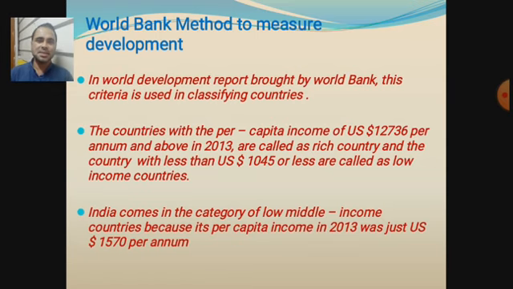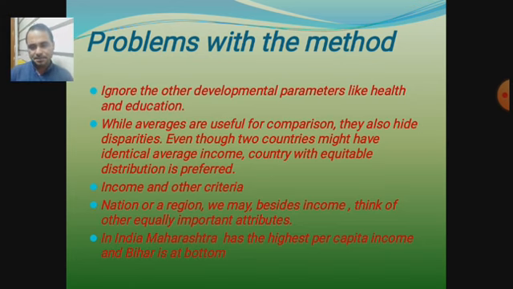So this criteria the World Bank has brought to measure whether a country is a developed nation, an underdeveloped nation, or a developing nation. But in this criteria, there are certain problems in measurement. And what are these problems? It ignores the other development parameters like health facilities, electric facilities, and the quality of life.